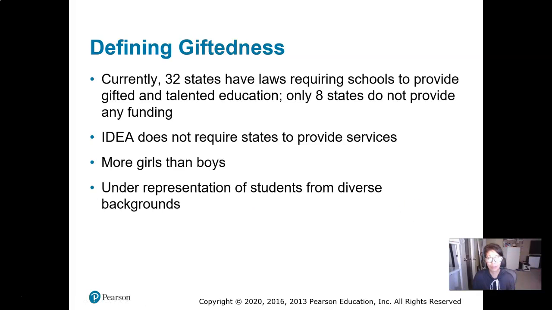Okay, what does it really mean to be gifted and talented? Interestingly enough, there are only 32 states that have laws requiring schools to provide gifted and talented education. Only 8 states do not provide any of this funding. These are noted in your textbook. They don't necessarily say which states, but that information is noted there.